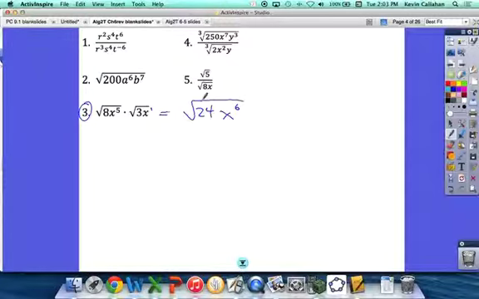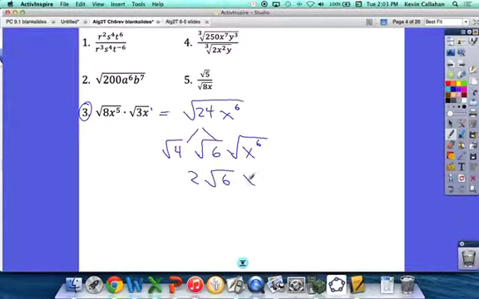Okay, now we have to simplify. Is 24 a perfect square? No. Does it have any factors that are perfect squares? 4 times 6, right? Okay, will we be able to simplify all the x's? 6 divided by 2? Yeah, that goes. So we can just leave that as the x to the 6th. And this will be the square root of 4 times the square root of 6 times the square root of x to the 6th. 2 times the square root of 6, x to the 3rd. 2x to the 3rd times the square root of 6. That's it.